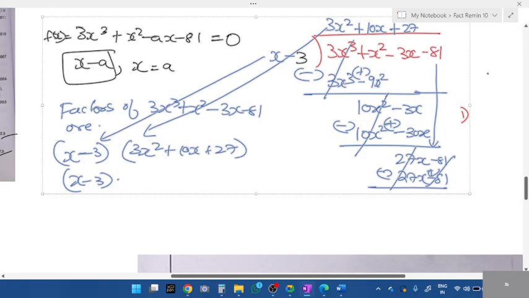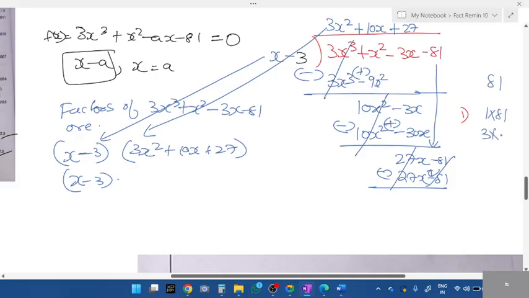81. What are the factors of 81? 1 into 81, 3 into 27. Okay, which combination gives 10, students? 1 into 81, 3 into 27. Next, 9 into 9, 9 9s are 81. Anything else? Nothing is close enough, right, to get 10?